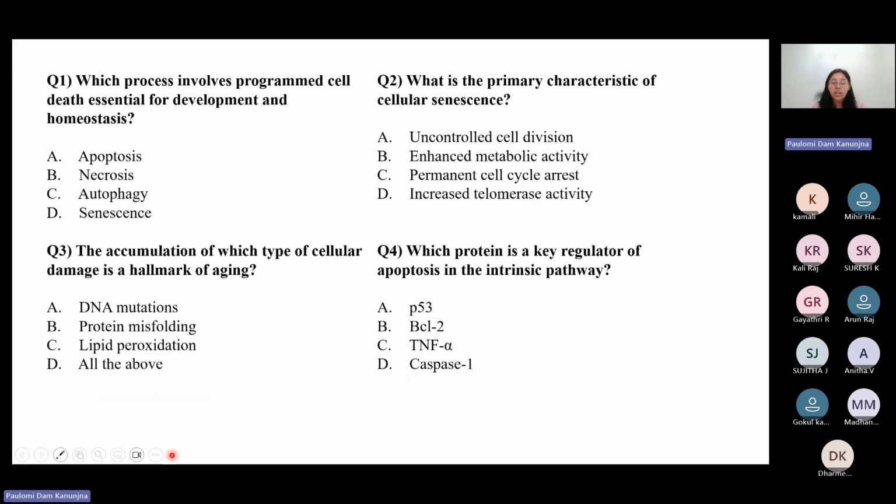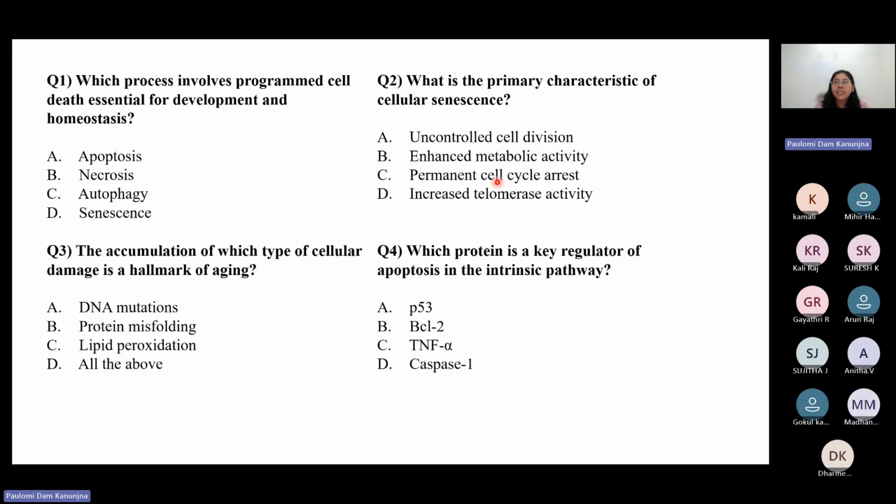Okay, the next set, not the last set, but one of the last few sets of this topic. These are questions from one of the assignments, so you will see them repetitive, but just try to answer them. It basically tells you what kind of questions can come. Which process involves programmed cell death essential for development and homeostasis? Very, very easy.